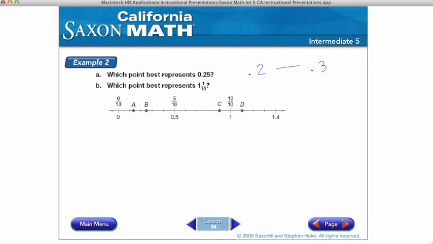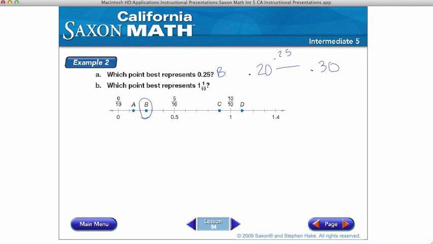If I think of this as money, this would be like 20 cents. Then we have our 25 cents and our 30 cents. So 0.25 will be in between 0.2 and 0.3. So the answer to A would be, here's 1/10, 2/10, 3/10. Point B is in between. So B would best represent 0.25.